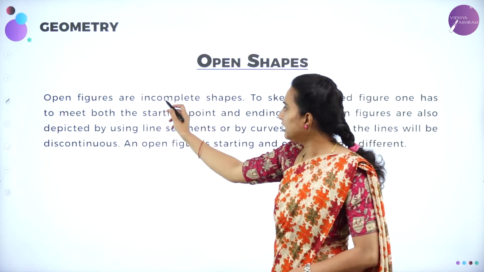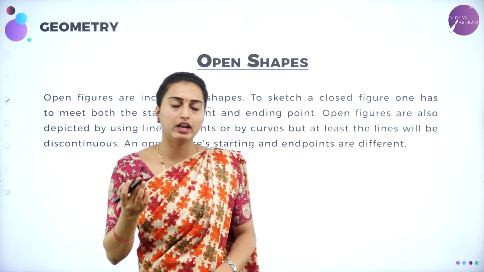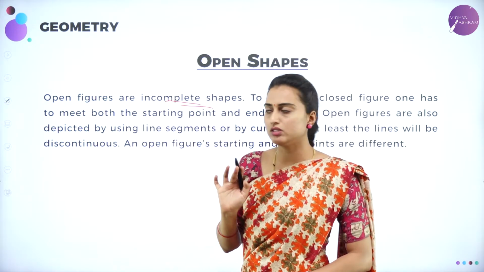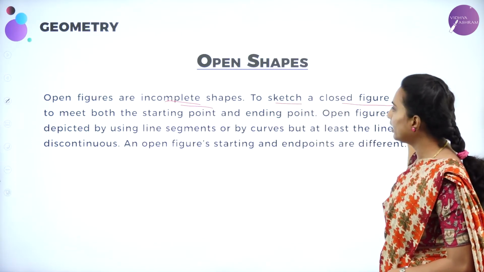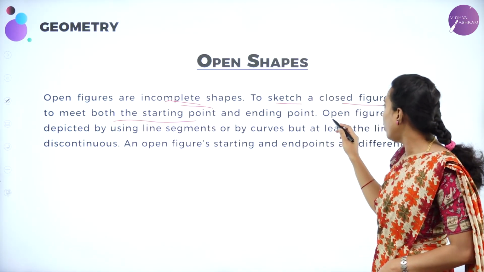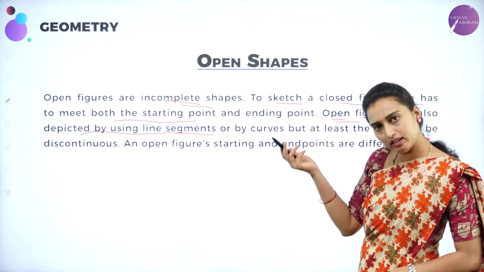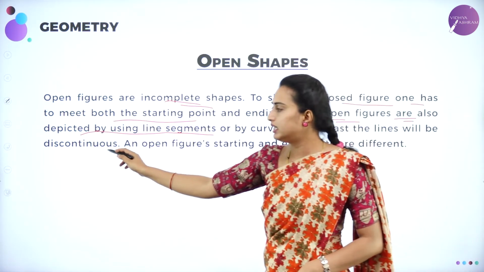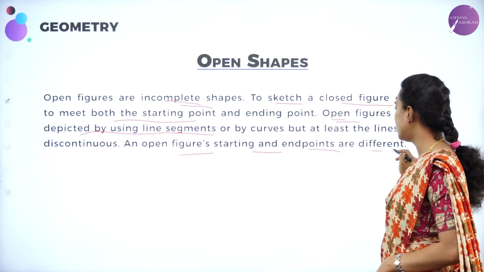Open figures are incomplete shapes. That means there will be a starting point but we don't know where the ending point will be, isn't it? Or it will not connect to the same starting point. That is going to be known as open figures or open shapes. To sketch a closed figure, one has to meet both the starting point and the ending point, as I said to you. But open figures are also depicted using line segments only, or by curves, but at least the lines will be discontinuous, as I told you. And in open figures the starting and ending points are different.